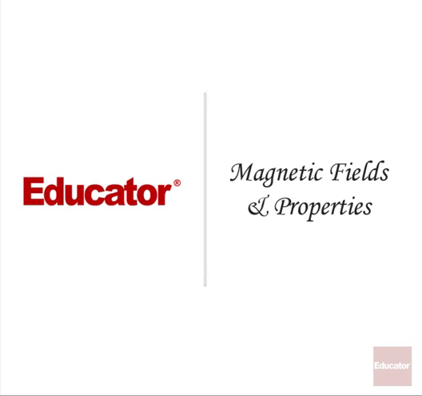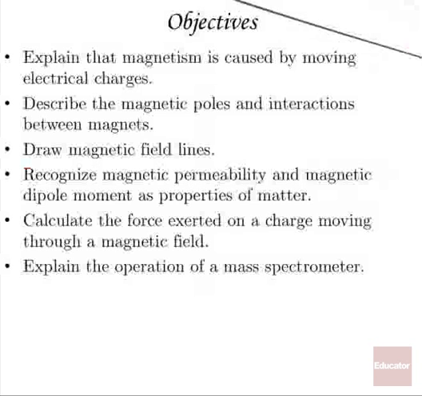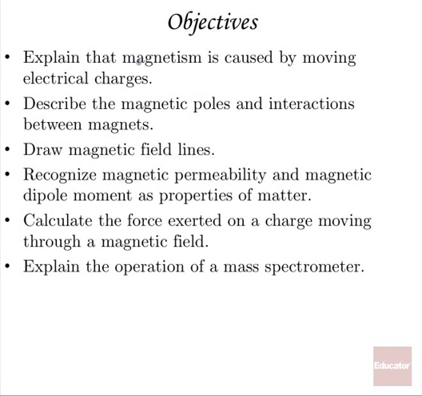This lesson is on magnetic fields and properties. Our objectives are going to be to explain that magnetism is caused by moving electrical charges, describing the magnetic poles and interactions between magnets, drawing magnetic field lines, recognizing magnetic permeability and magnetic dipole moment as properties of matter, calculating the force exerted on a charge moving through a magnetic field, and explaining the operation of a mass spectrometer.